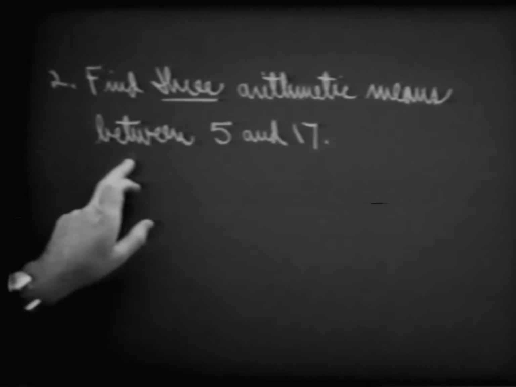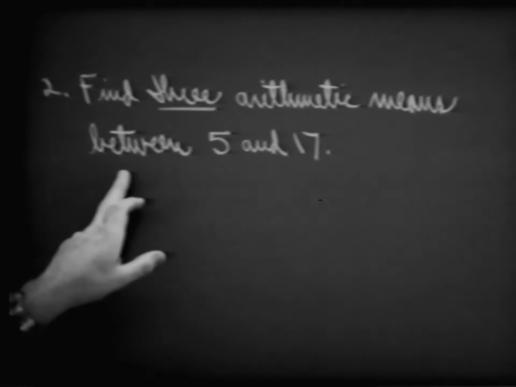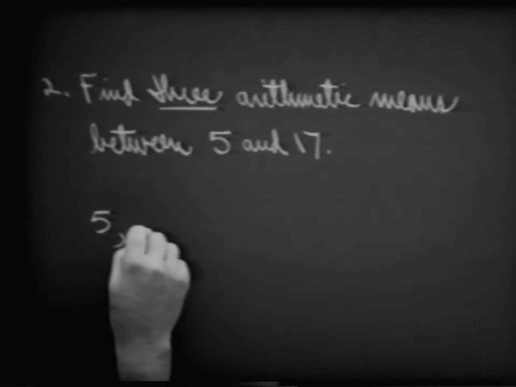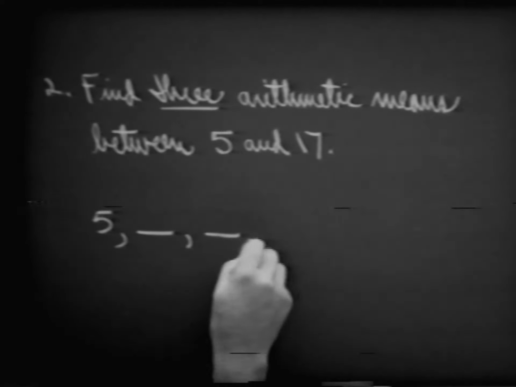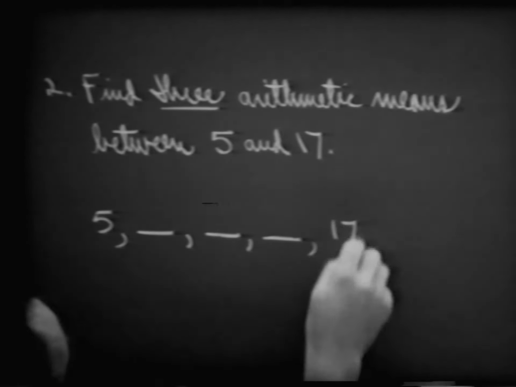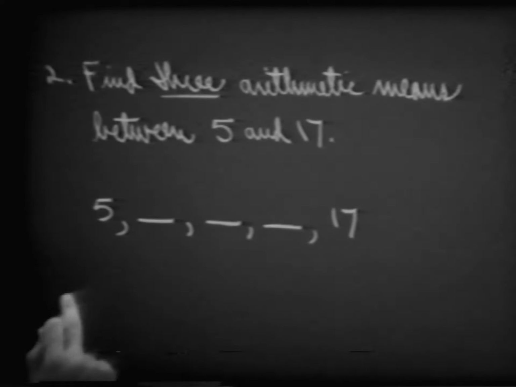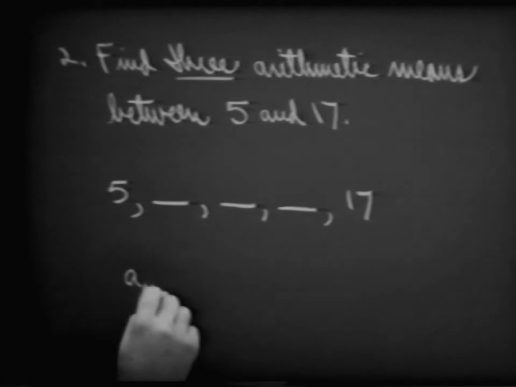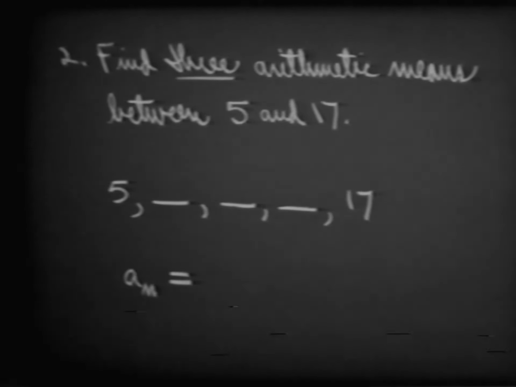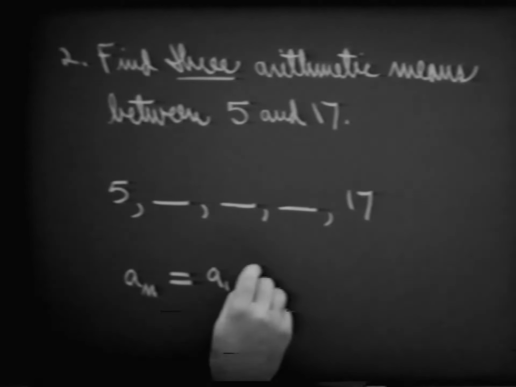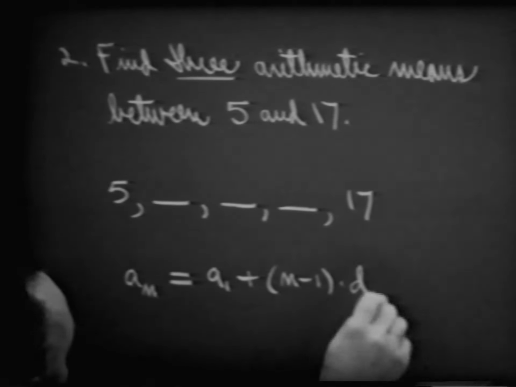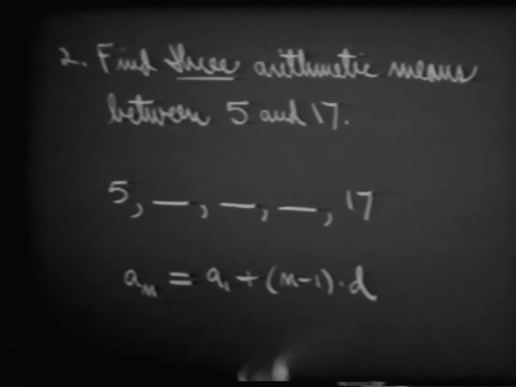Here we have: find three arithmetic means between 5 and 17. Okay? Well, I notice I selected the same numbers. There's 5, comma, and then there's some number here, and then another number, and then a third number, and then finally we have 17. So here we have a sequence of how many elements? Of 5 elements. Let's write down our formula again. a sub n is equal to a sub 1 plus (n minus 1) times d. Okay? And again, we're looking for this number d, the common difference.